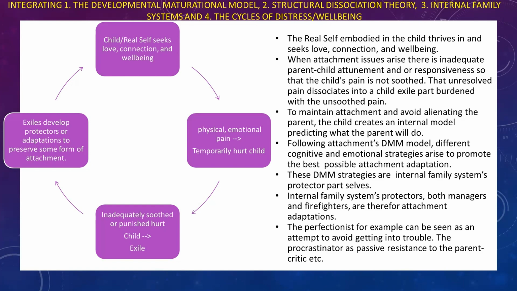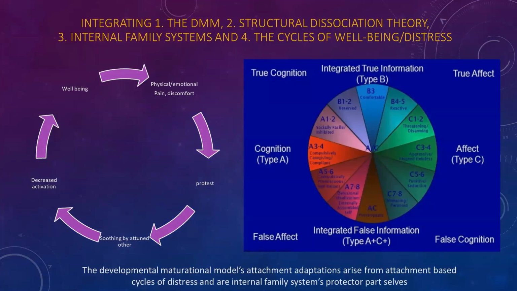Internal family systems protectors, both managers and firefighters, are therefore attachment adaptations. The perfectionist, for example, can be seen as an attempt to avoid getting into trouble, the procrastinator as passive resistance to the parent critic, etc. The developmental maturational models, attachment adaptations, arise from attachment based cycles of distress and are internal family systems protector part selves.